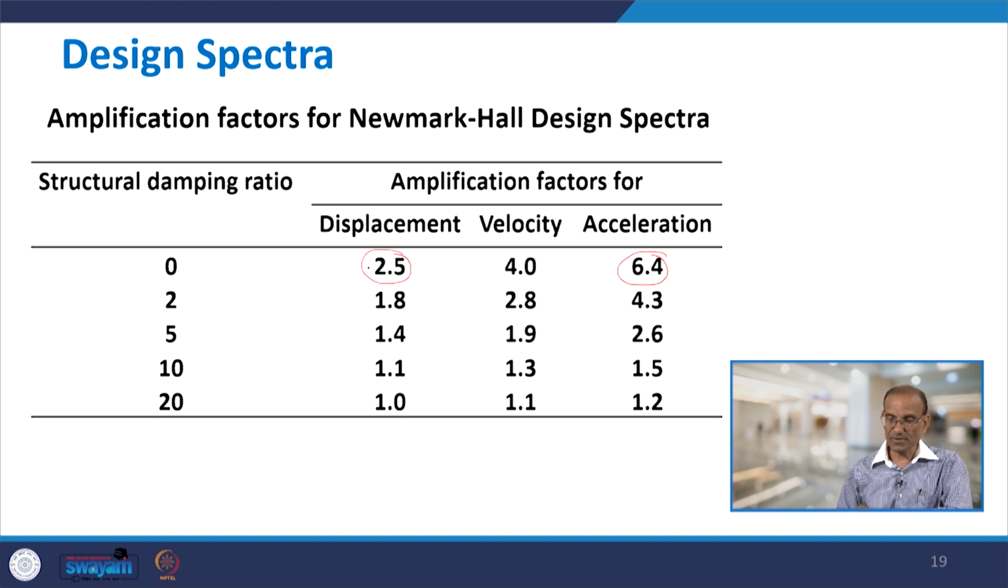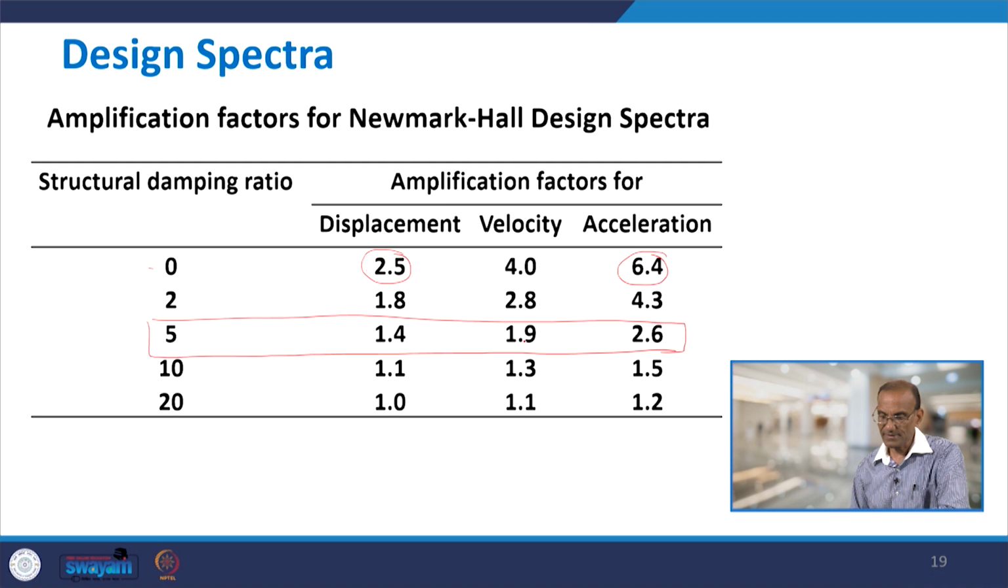So, for example 2.5, 4 and so on, but not the first line, because you may not have 0 damping. So, let us say I may have 5% damping in the system, then the realistic value will be this one, 20% will be too high. In that case the multiplier factor for acceleration is 2.6, for velocity 1.9 and displacement 1.4. So, using this table one can select the multiplier depending on the damping ratio.